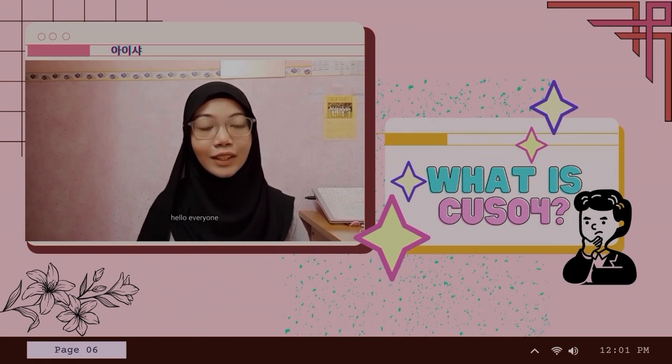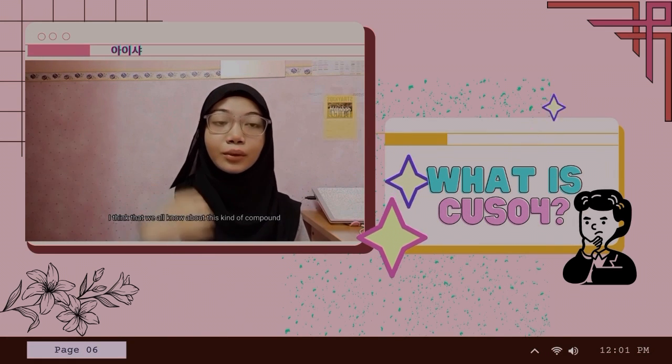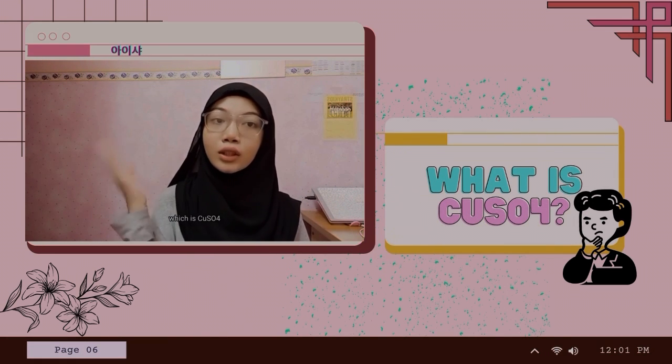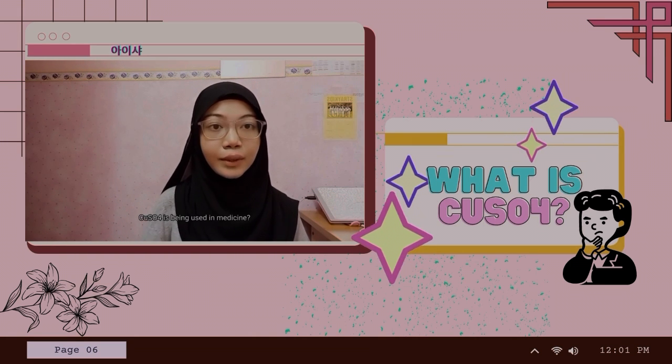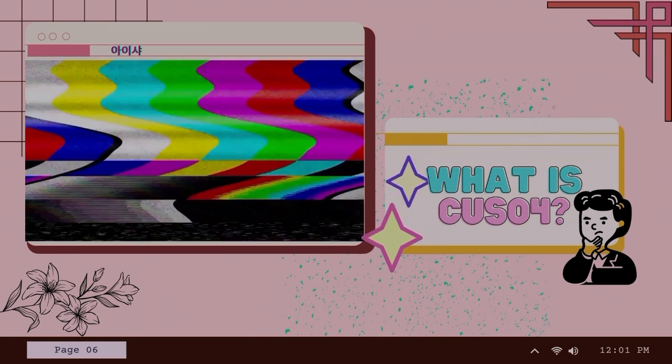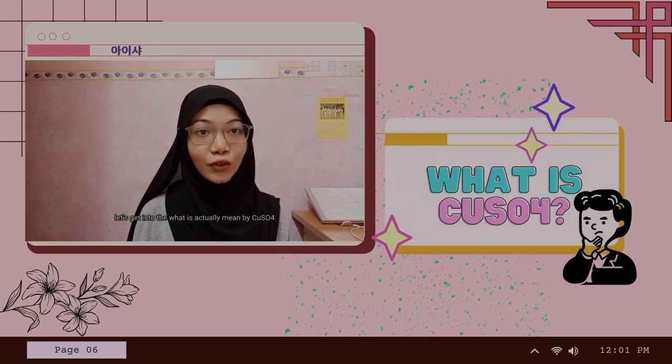Assalamualaikum and hello everyone. So basically I think that we all know about this kind of compound, which is CuSO4. But did you know that CuSO4 is being used in medicine? But anyway, let's get into what is actually meant by CuSO4.